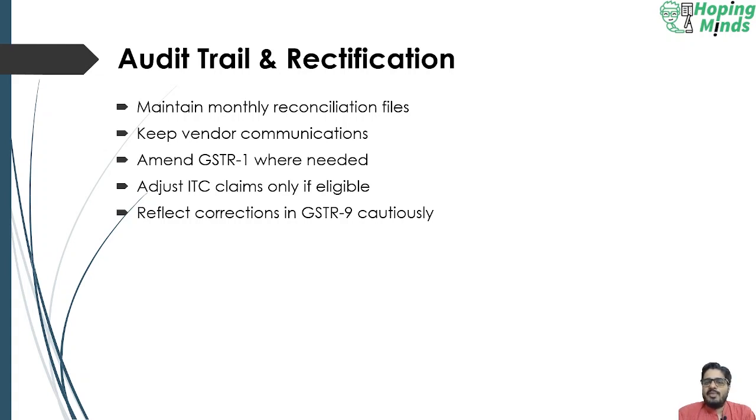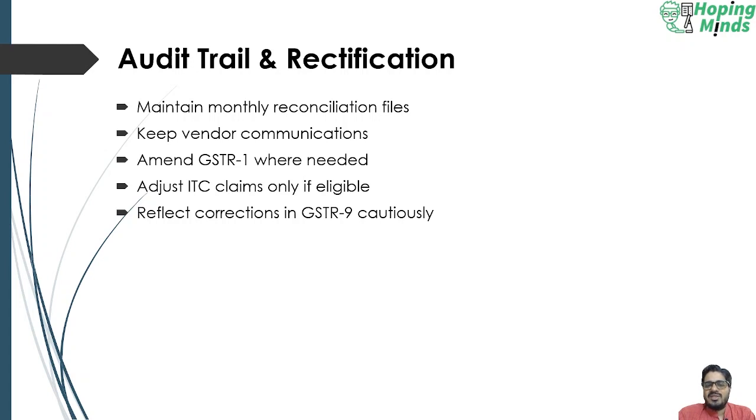the mismatches can be rectified through GSTR 1 amendments. So if the outward supply details were reported incorrectly, such as wrong GSTIN of recipient or incorrect invoice values or tax amounts, they can be amended in the subsequent period's GSTR 1 return. Then through debit notes and credit notes, these can be issued to adjust the taxable values or tax amount in case of post-sale price revision or product returns or error in invoicing.